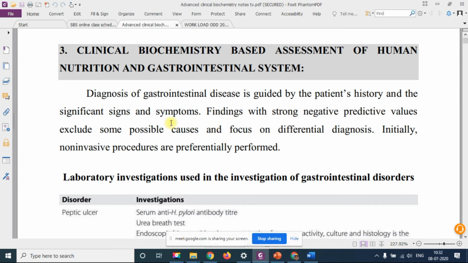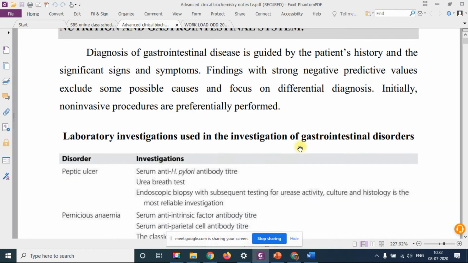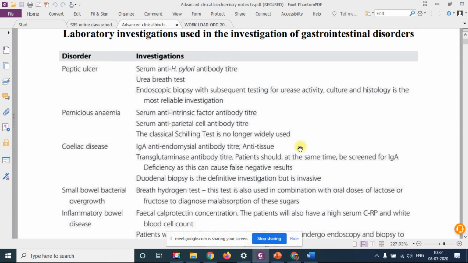The diagnosis of gastrointestinal disease is guided by the patient's history and the significant signs and symptoms. So this is mainly by signs and symptoms of the patient, and findings with strong negative predictive values exclude some of the possible causes and focus on differential diagnosis. These are the laboratory investigations used in gastrointestinal disorders. We are going to deal with the first one, the anti-H. pylori antibody titer method, the urea breath test, and endoscopic biopsy with subsequent testing of urease activity and culture histology, which is the most reliable investigation.